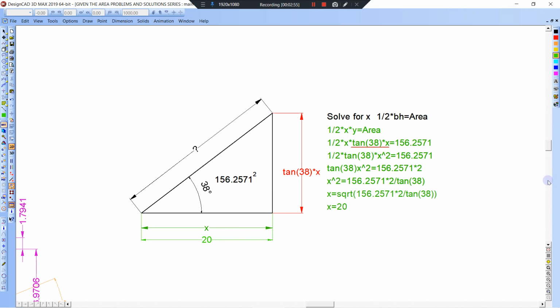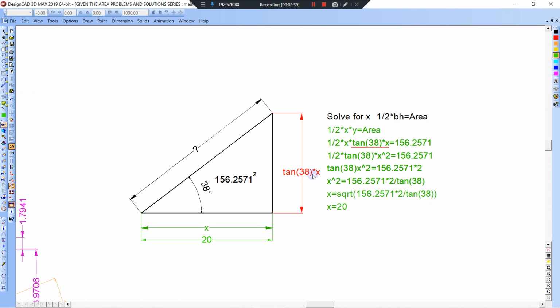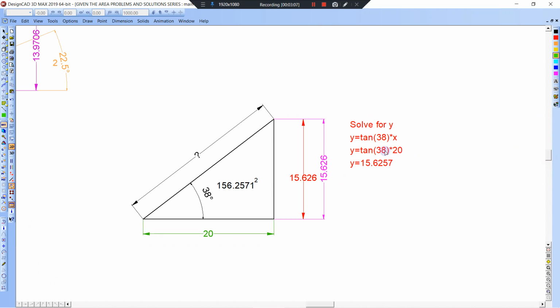That's solved. Now we still need to know what this is, but we know it's tangent of 38 times x. So tangent of 38 times x is equal to y, and tangent of 38 times 20 is equal to y. Then y equals 15.6257. And we're done with that.